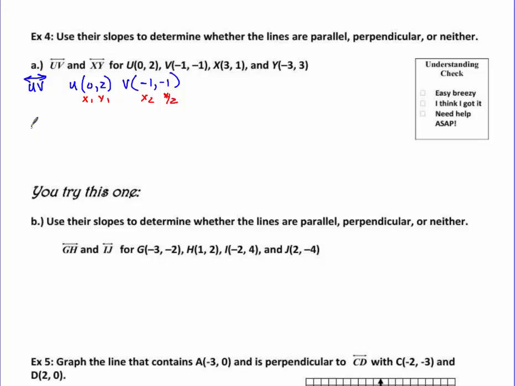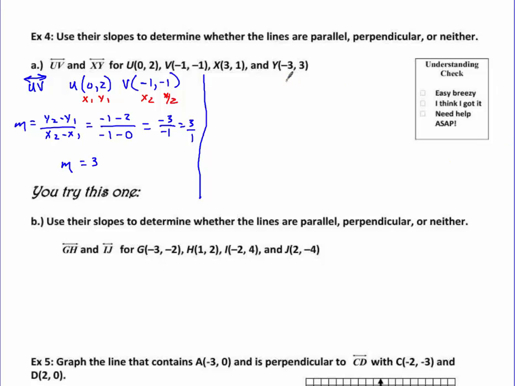And to find the slope, we have to use the slope formula, which hopefully you remember is m equals y2 minus y1 over x2 minus x1. So when we plug our numbers into that, we have y2 minus y1 over x2 minus x1, which gives us negative 3 over negative 1, which ultimately equals 3 over 1. So our slope equals 3.